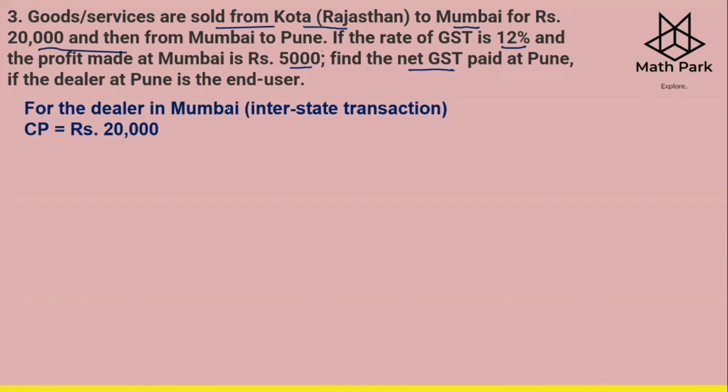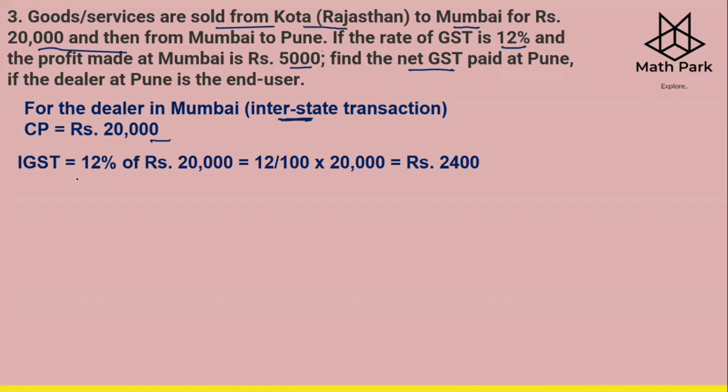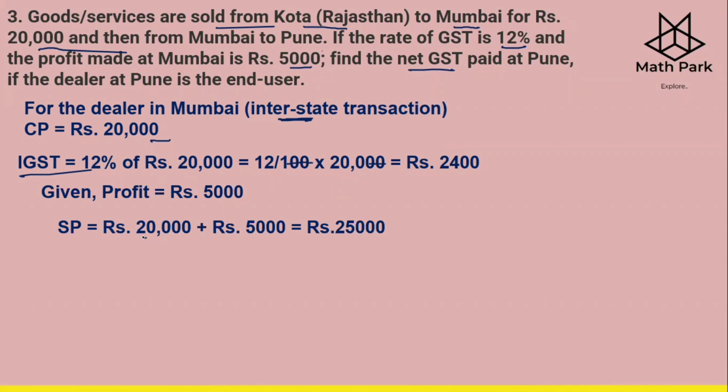Now, for the dealer in Mumbai, that is an interstate transaction, the cost price is 20,000. So the IGST will be charged over here because it is interstate, from Kota, that is Rajasthan, to Mumbai. So interstate we calculate IGST, which is 12% of 20,000, which is 12 by 100 times 20,000, which we get as 2,400. So 2,400 is the IGST. The given profit is 5,000, and so the selling price becomes 20,000 plus 5,000, which is 25,000.